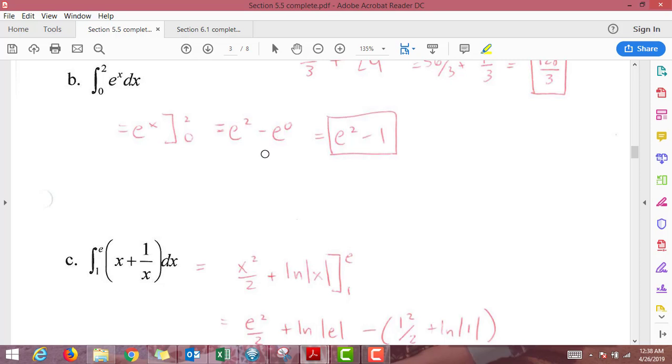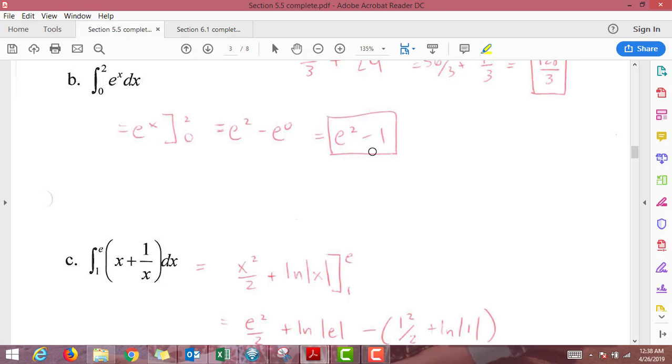So you might notice I didn't have extra parentheses there. That is because there's only one term, so I'm not really at risk of any issues from this negative sign. So e squared I can just leave as exact, and then e to the 0 is 1. And that's all there really is to it.